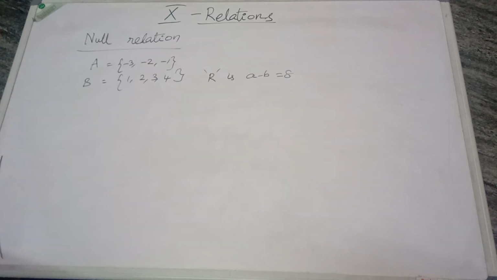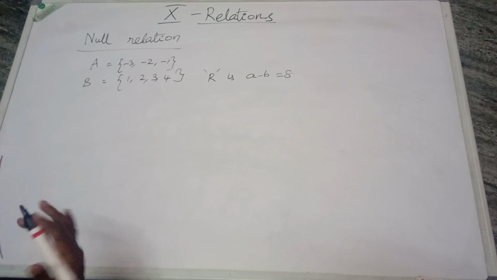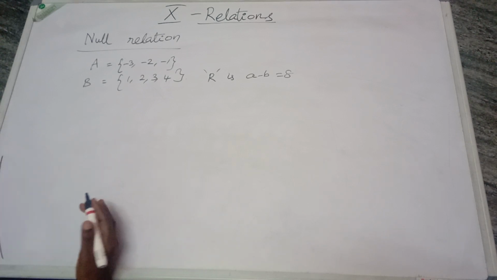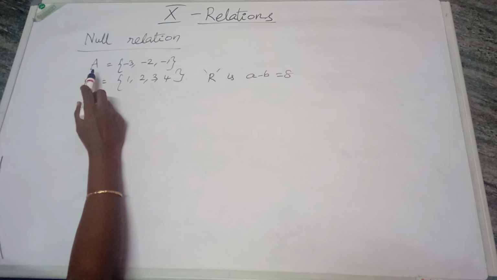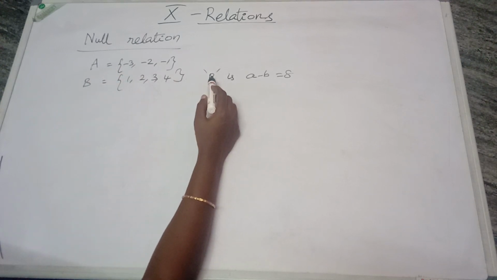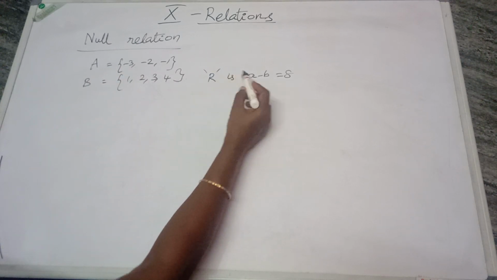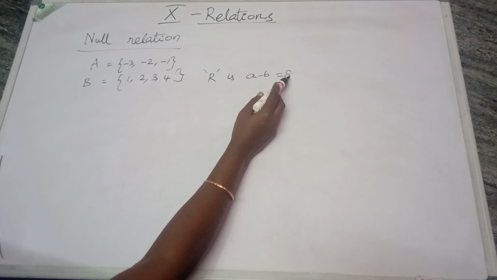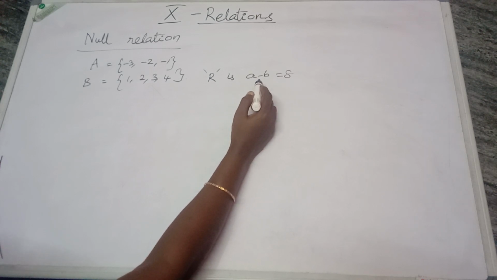Now we can see about the null relation. Null relation means there is no relation. It is called a null relation. So see here, for example, we can take sets A and B having these elements, and the relation R is A minus B equal to 8.